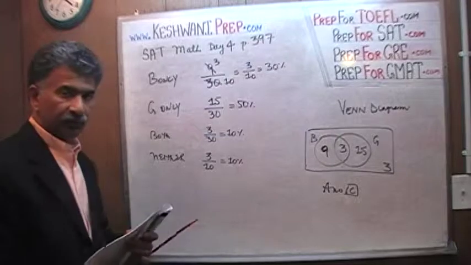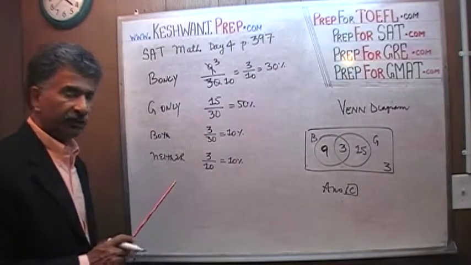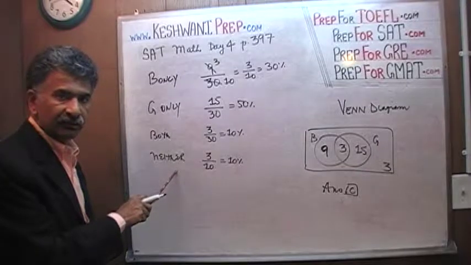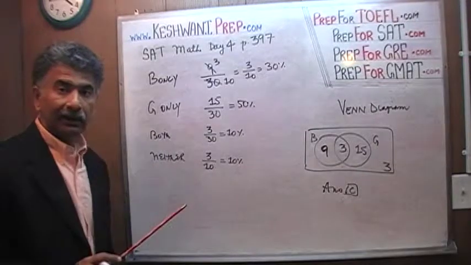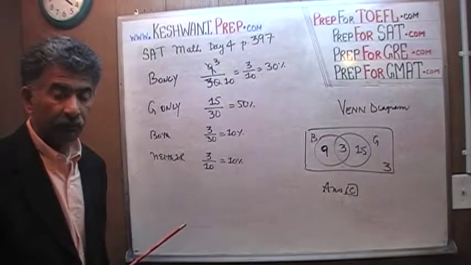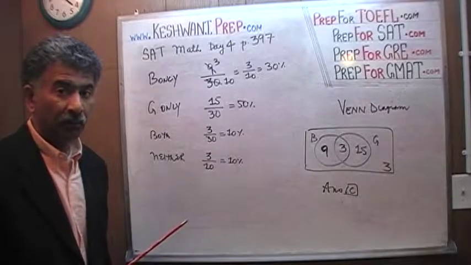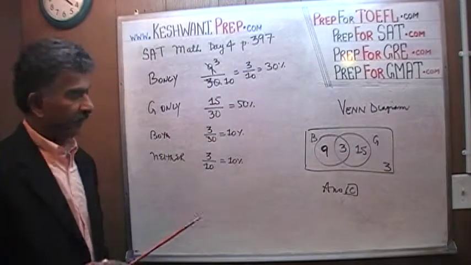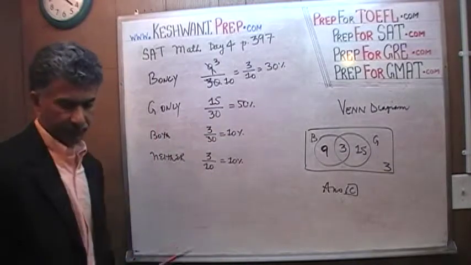So if the question here was, what percentage of the students study both? The answer is 10%. What percentage of the students study neither? The answer is 10%. If the question was, what percentage of the students study both or neither? Answer would have been 20%. Then you will add up this 10% and this 10%.